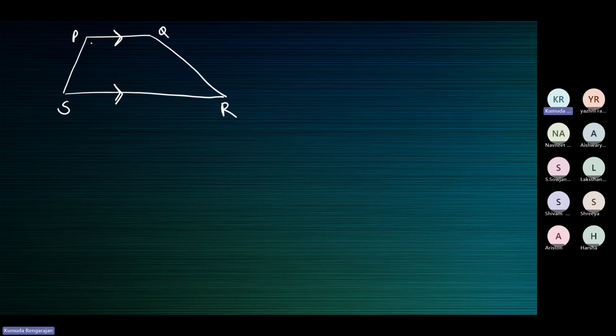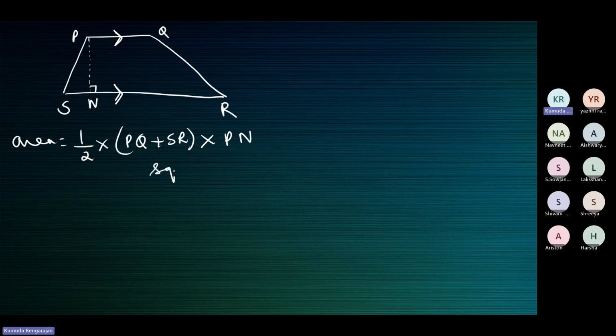Now the distance between the parallel sides is always the perpendicular distance. So area of the trapezium is equal to half into sum of the parallel sides, PQ plus SR, into the distance between them, the distance between the parallel sides, PN, square units. But supposing the trapezium is like this, this one is called a right trapezium.